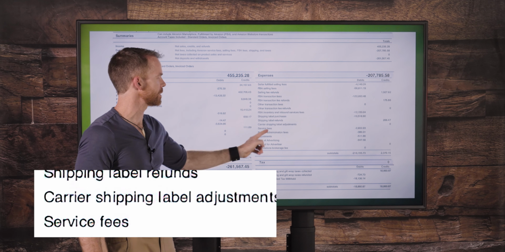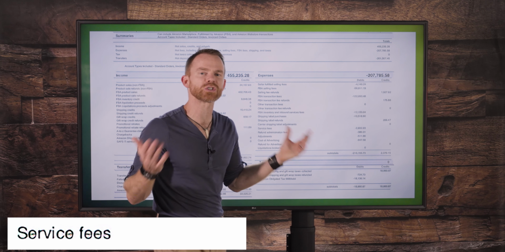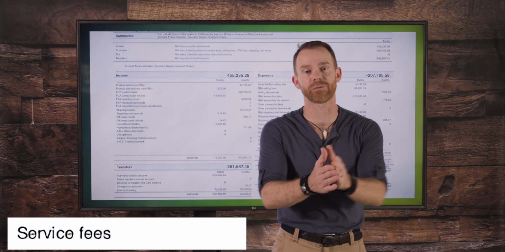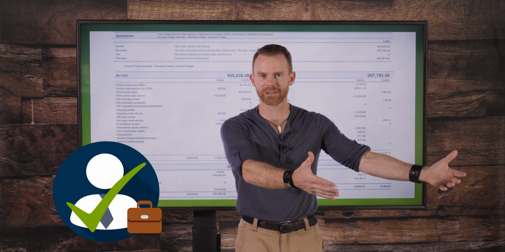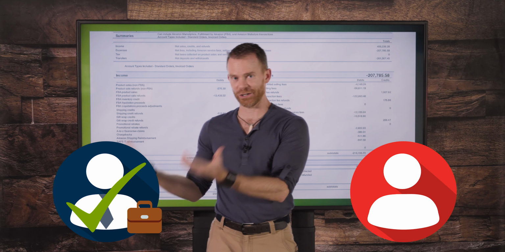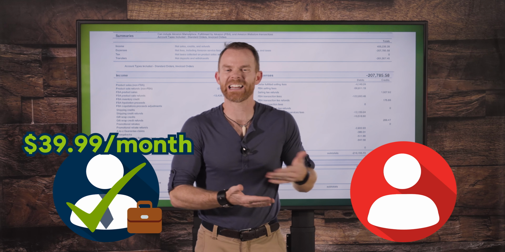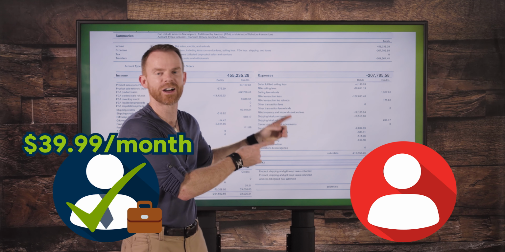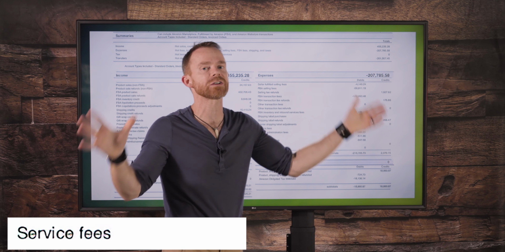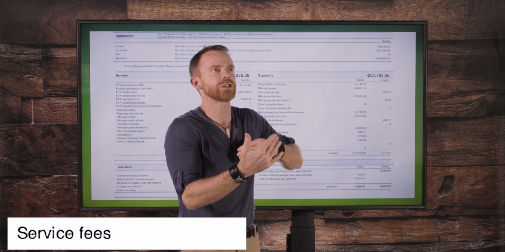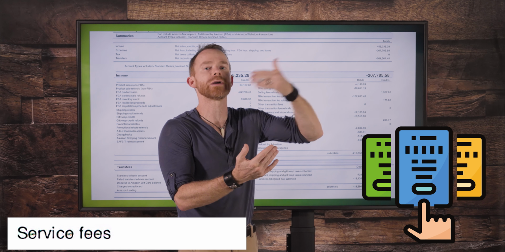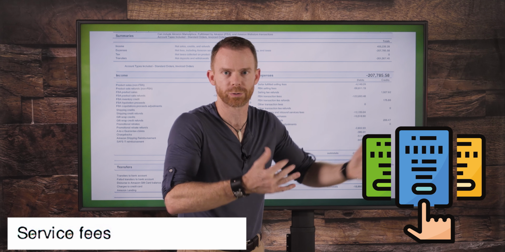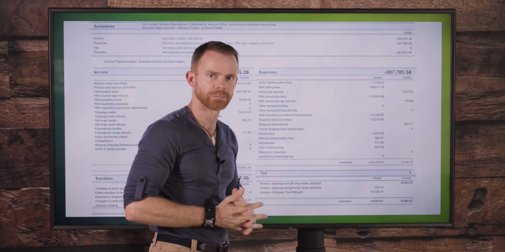The next one is service fees. This is any kind of service Amazon provides, like an ongoing thing. For example, if you have a professional seller account instead of an individual seller account, that $39.99 you pay per month, it would be covered under this category. Amazon has other services we're not gonna get into, but it's more usually for a subscription-based ongoing service that they provide in their special programs because you're special.